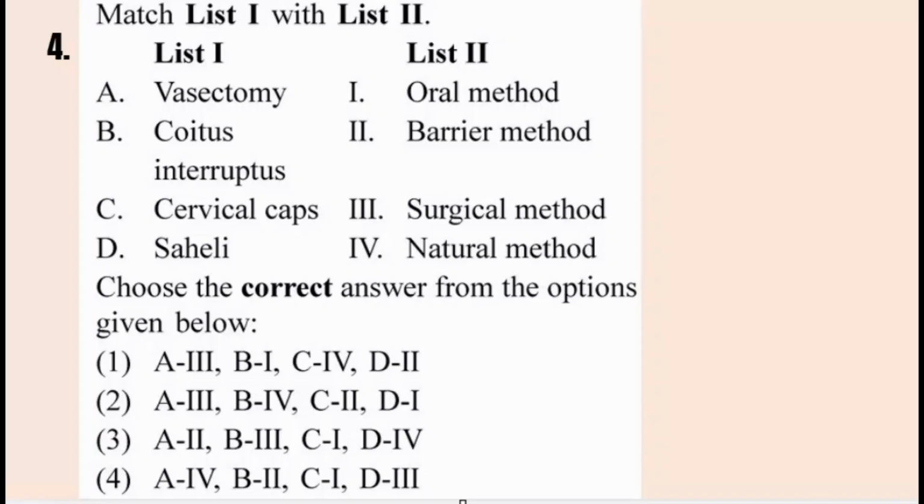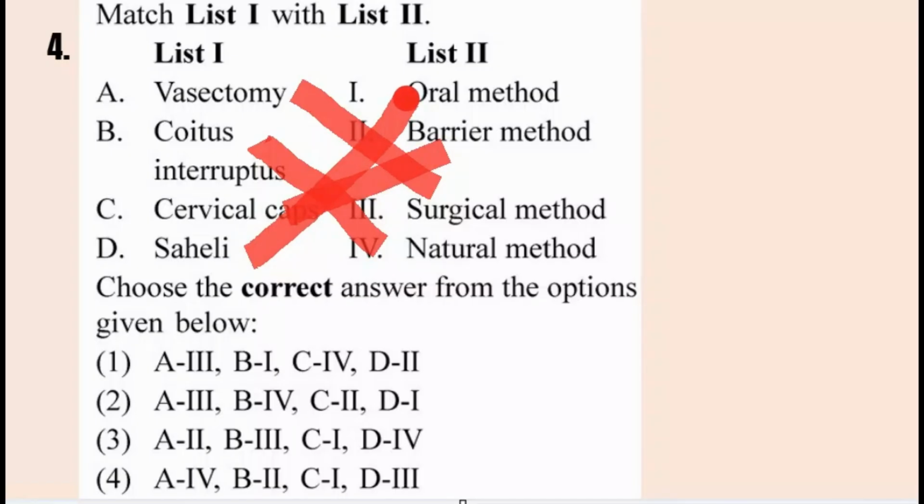Question number 4. Match list 1 with list 2. List 1, A says vasectomy. So vasectomy is which among the following in list 2? It's not oral method, not barrier method, it is surgical method. Yes, vasectomy is a surgical method. Option B is coitus interruptus. That is a natural method. Cervical caps is a barrier method. And Saheli, they are oral pills, so they are oral method.